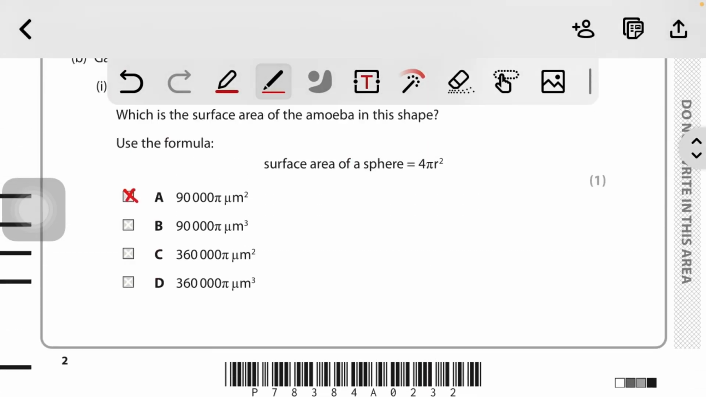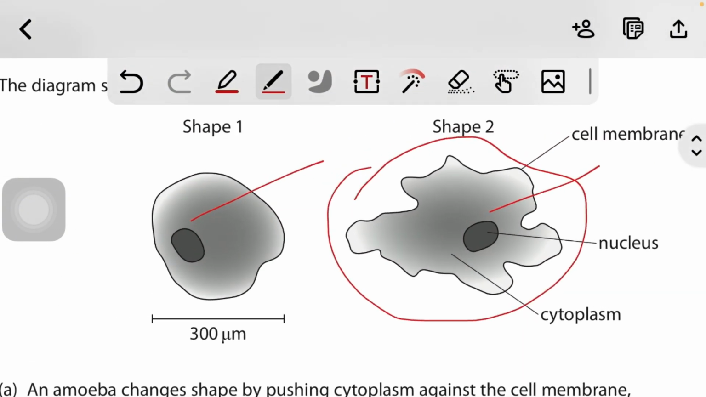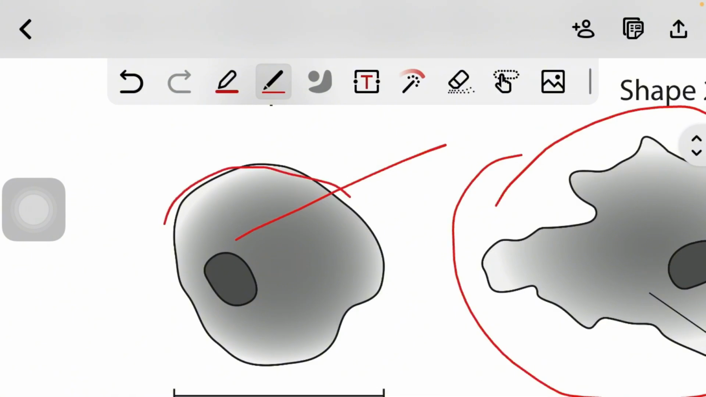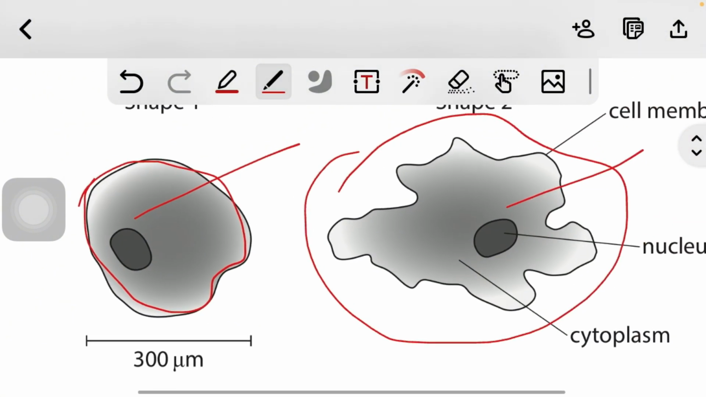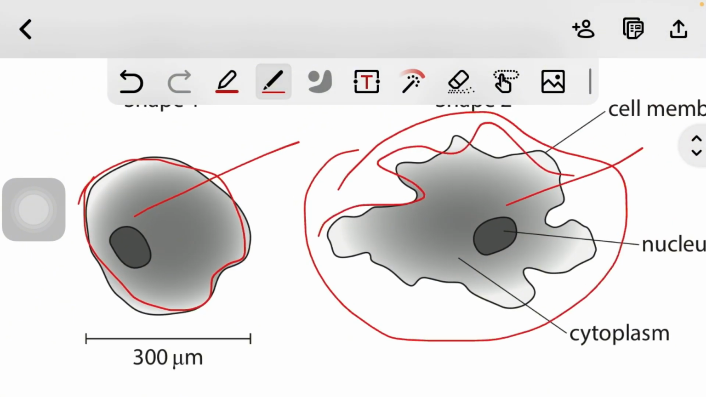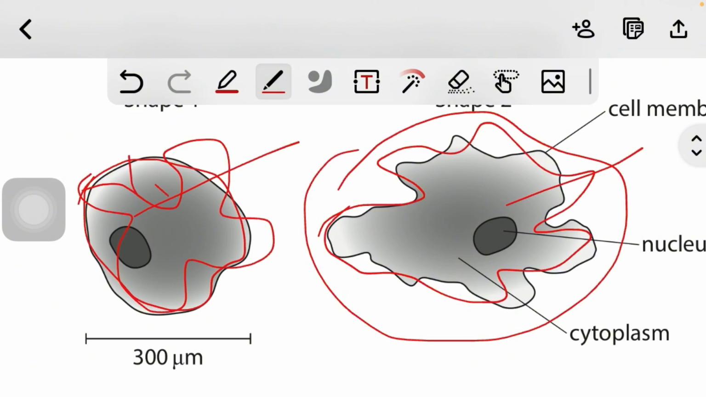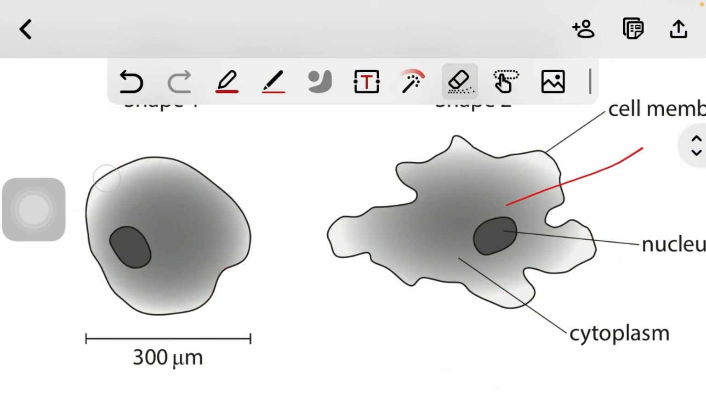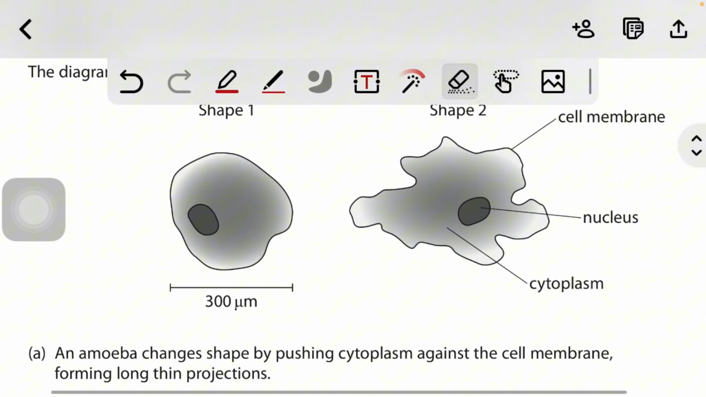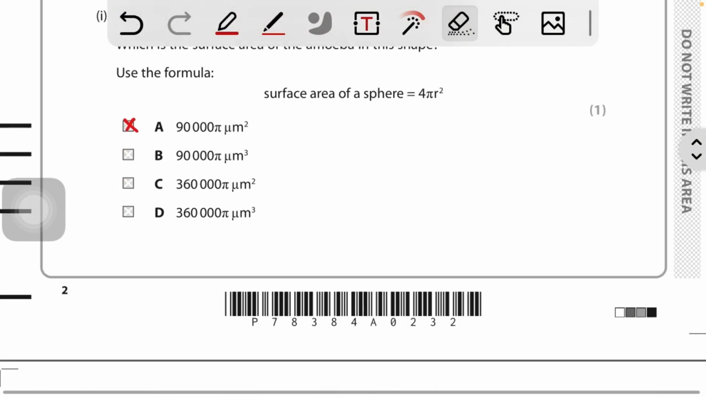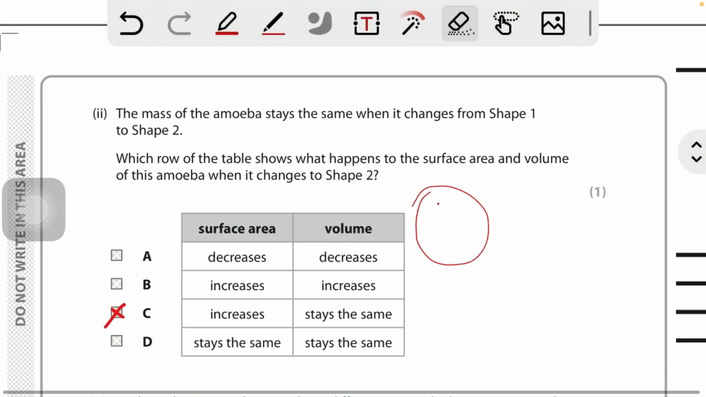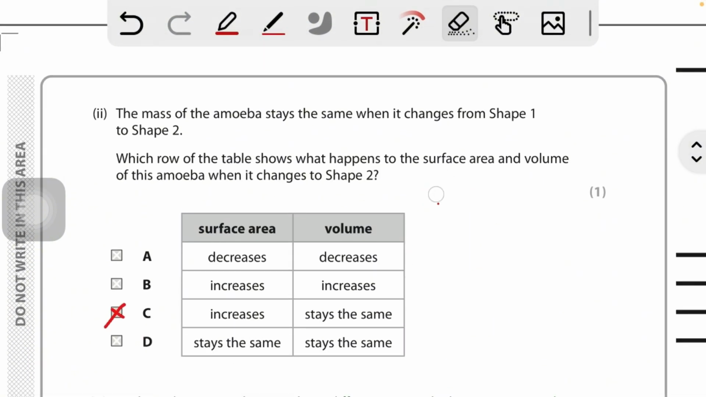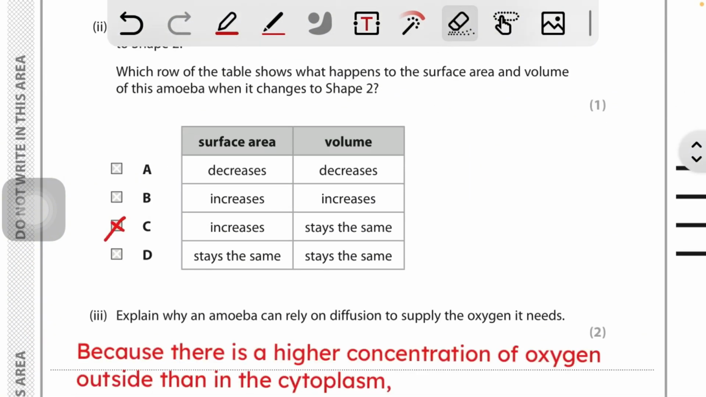Like, let me show you with this diagram. Look at this, its surface area is this, okay? But when it has changed its shape, it shows that the surface area has increased, right? Like it has increased in this way, this way, this way, this way. More of the areas are exposed right now. But before it was not the same. Okay. So whenever it changes its shape, the surface area increases, but the volume inside it stays the same. So the answer is C.